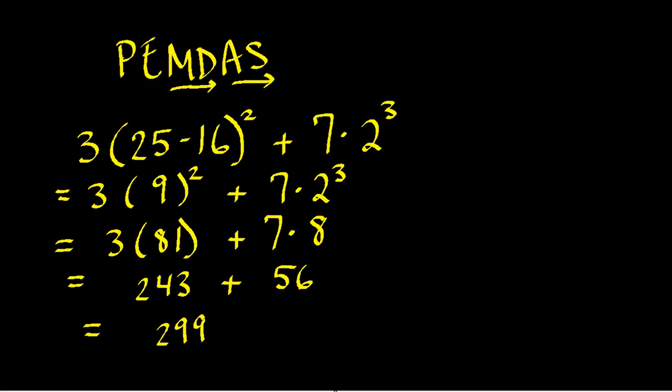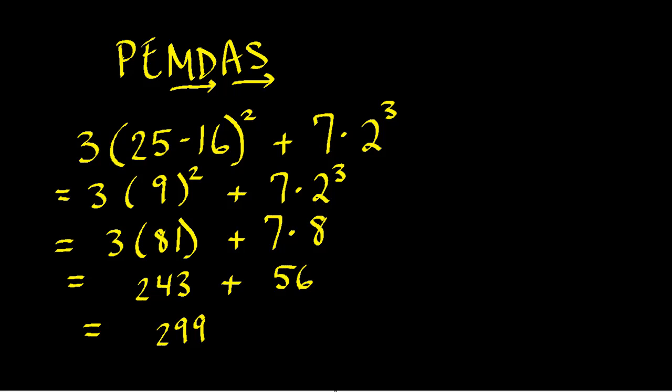addition and subtraction skills if you plug this into a scientific calculator just as it's written, 3 left parenthesis 25 minus 16 right parenthesis to the power 2 plus 7 times 2 to the power 3, and then hit enter at the end of that, and the calculator should pop out 299 as the correct answer. So calculators that are programmed with the order of operations help us to see if we are on the right track with learning this concept.